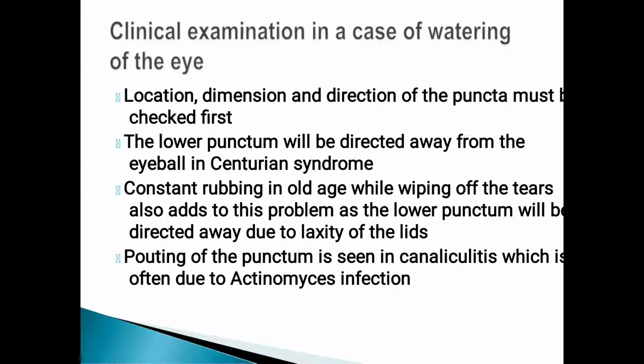We have to take a detailed history: whether there was any injury to the eye, whether any foreign body has gone into the eye, and what the type of watering is, whether it is clear or whether there is any discharge. Then you should first see the location, dimension, and direction of the puncta. Sometimes we can see pouting of the punctum, which will indicate canaliculitis caused by Actinomyces infection.